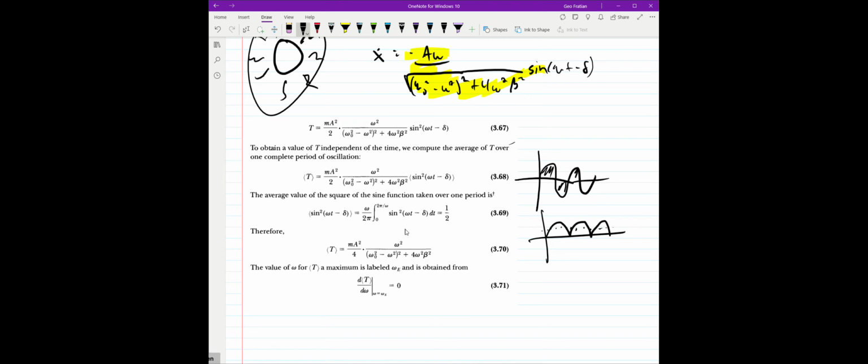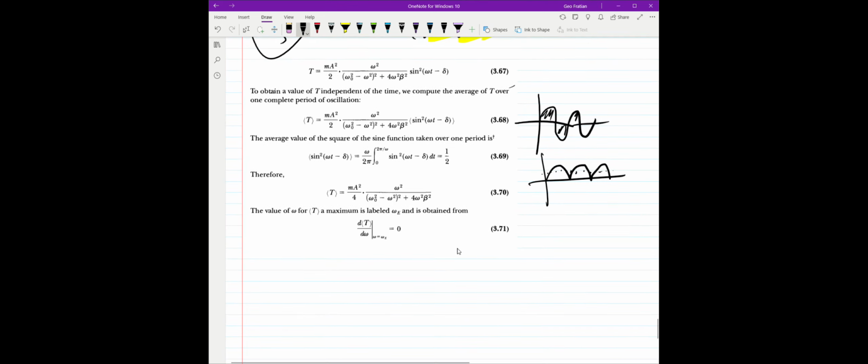But okay, enough said. And then we basically get that where T is maximum, we just take the derivative and we get it. And if you take the derivative for omega equal to omega e, in other words, the maximum kinetic energy, we find out that omega e is actually equal to omega naught.